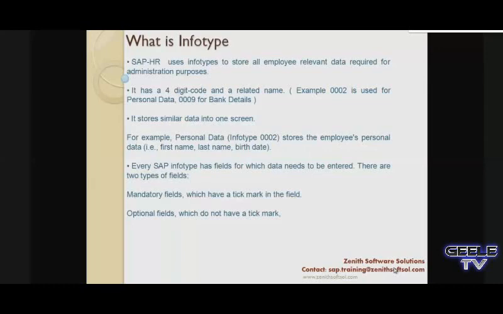So in each infotype you will find some fields. Some of them will be mandatory and some of them will be optional. How will you find out whether a field is mandatory? When there is a small tick mark, then that field is a mandatory field. And if a field doesn't have a tick mark, then that field is optional. If you want to enter the information, it's fine. Even if you want to leave it, it's fine.